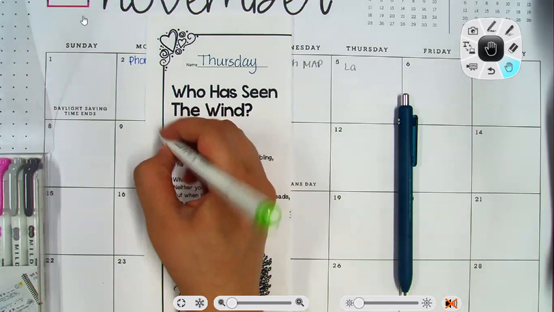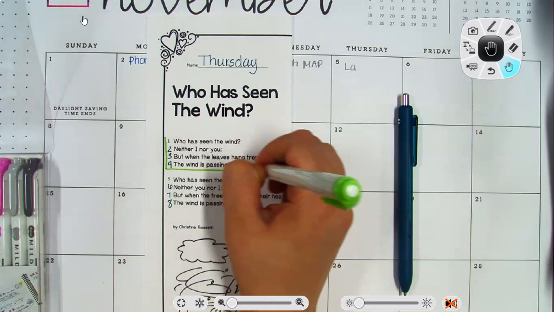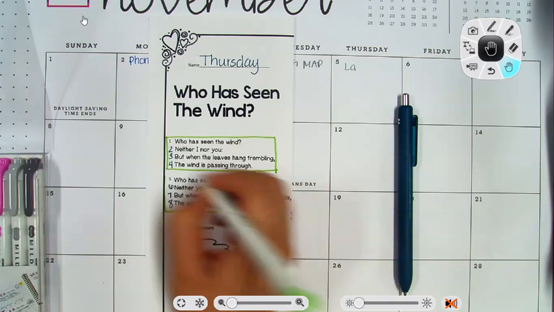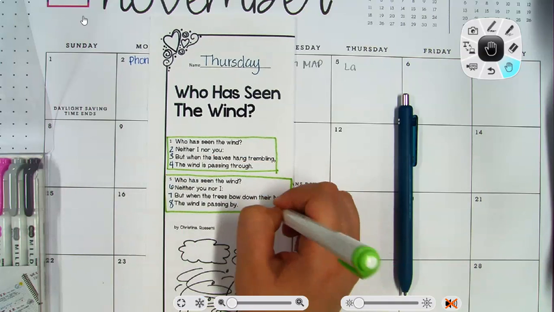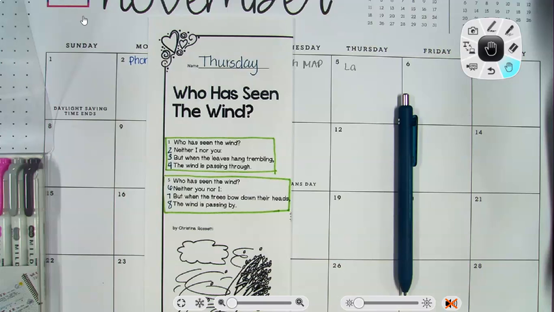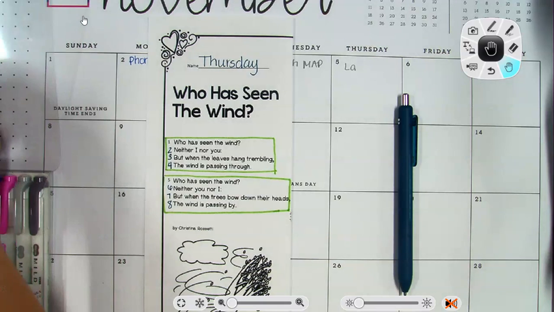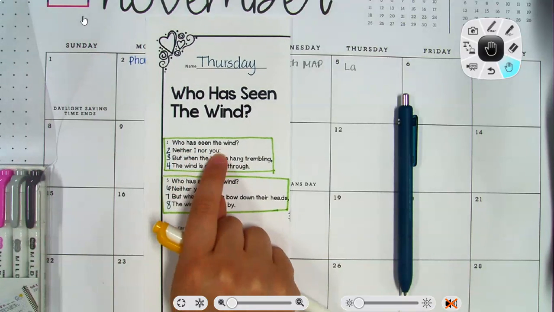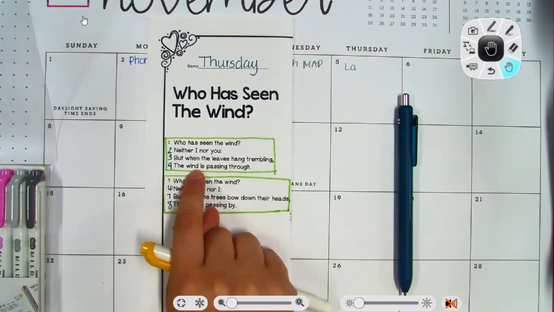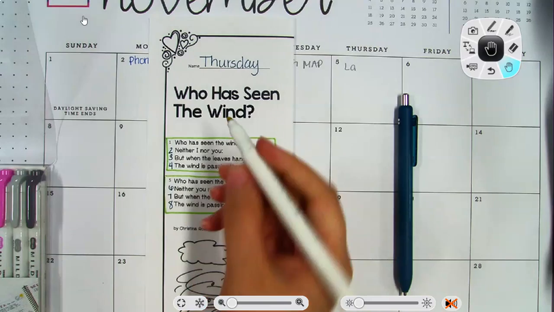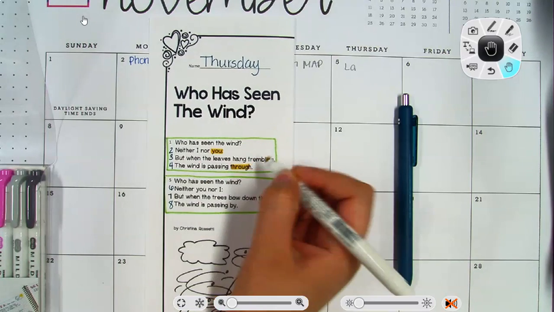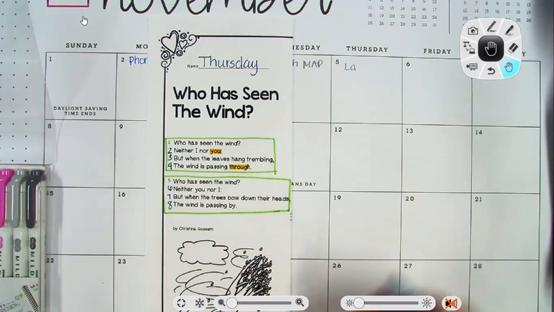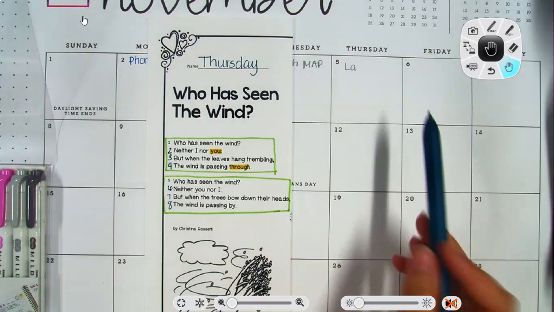So I'm going to box in my stanzas. I have 2 stanzas. Then let's see if we can find any rhyming words. Who has seen the wind? Neither I nor you, but when the leaves hang trembling, the wind is passing through. So you and through rhyme because they have the O-U sound. So those rhyme. Then let's look at our second stanza.